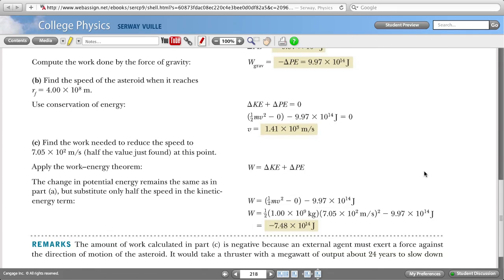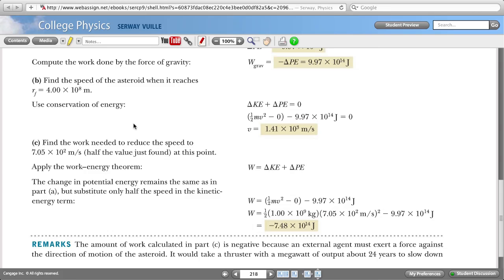Find the speed of the asteroid when it reaches this distance, whatever it is, right? That's just conservation of energy, delta KE plus delta PE. So you have the PE on one side, the KE on the other side, and in the end you just solve for v, and you get 1.41 times 10 to the 5th, since you knew the delta PE was this negative 9.97 times 10 to the 14 joules. You just solve that in the end.